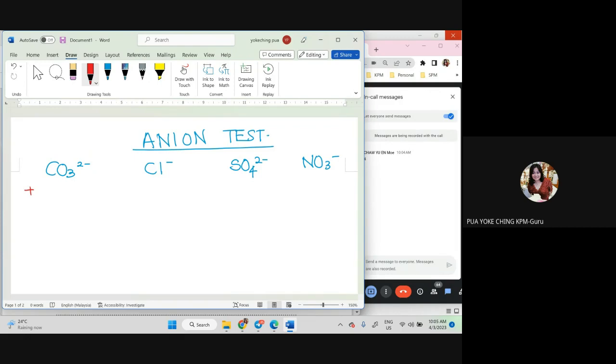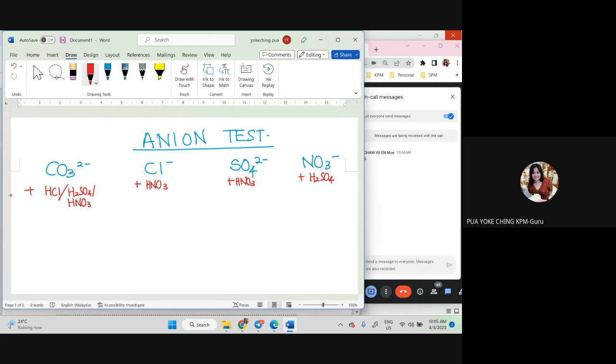Okay, faham maksud saya? Okay, let's say this one carbonate ion. Takkanlah you tambah carbonic acid. Okay, so this one you can tambah HCl. Ini you nak test Cl minus, jangan tambah HCl, tambah HNO3. This one also tambah HNO3. Okay, this one tambah sulfuric acid. Okay, for carbonate ion, you can use any acid. Sulfuric acid also can. Nitric acid also can.